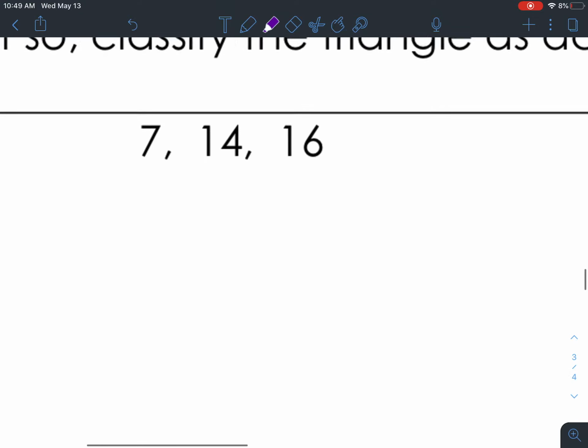So what that means, remember when we talked about this in chapter 5, is we have to check to see that if we take the two smaller sides and add them together, are they greater than that third side? So if we look at 7, 14, and 16, if we added 7 and 14 together, we'd get 21. Is 21 greater than 16? Yes, it is. So we can now decide if it's acute, obtuse, or right.